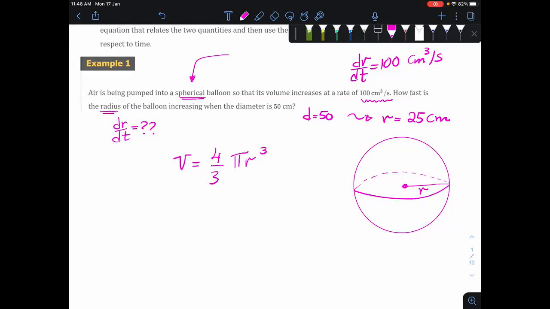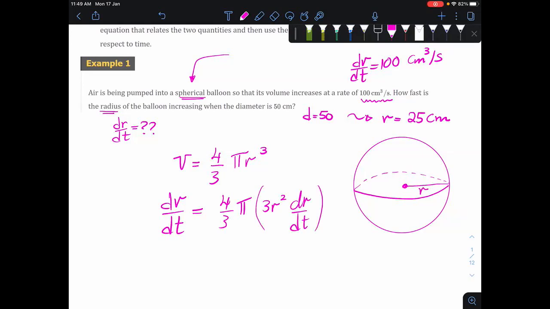Step 2 is to check that we have only two variables, V and r, not three. If we have three variables, we should work on one variable to find it in terms of the other variable. My equation should be only in two variables, V and r. Now we have to differentiate both sides with respect to time. dV over dt is equal to, of course 4/3 pi is constant, and for r cubed, the derivative here is 3r squared dr over dt.